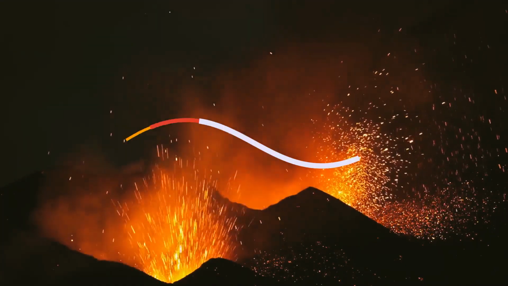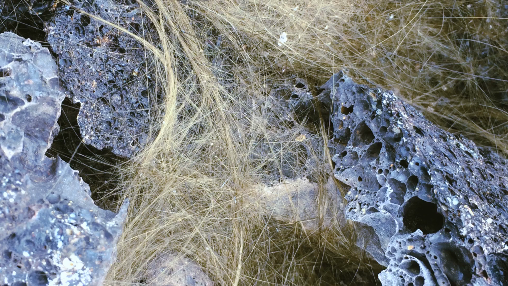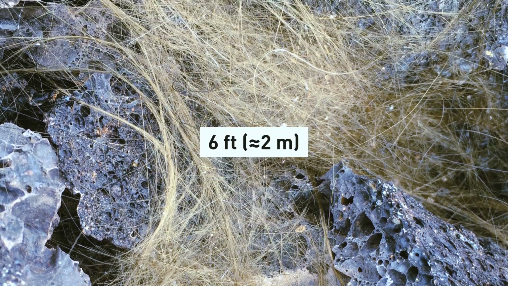The wind sometimes catches small droplets of lava coming from active volcanoes. These droplets get carried miles away from the vent and are stretched into super thin glass wires, also called hair lava. Some strands can be as long as 6 feet.